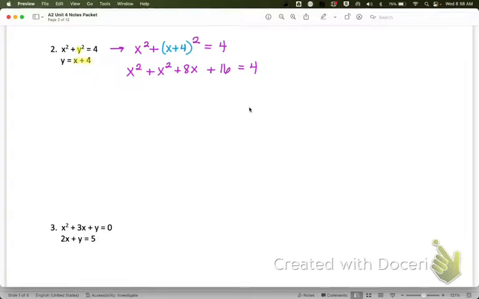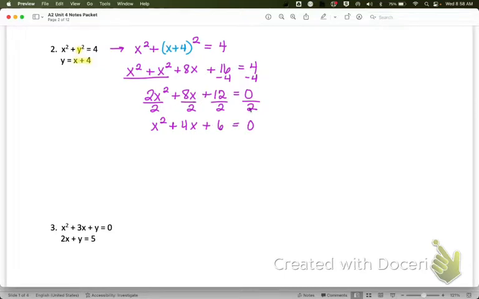I again see a quadratic, so probably best to start by getting everything equal to 0. I'm going to subtract 4, and I'm going to combine these like terms. So I get 2x squared plus 8x plus 12 equals 0. And right away here, you might notice that we can divide everything by 2. And that's probably a good strategy. So let's go ahead and do that. If you can divide everything and make your numbers smaller, it always makes your life easier. And so this is what we get.